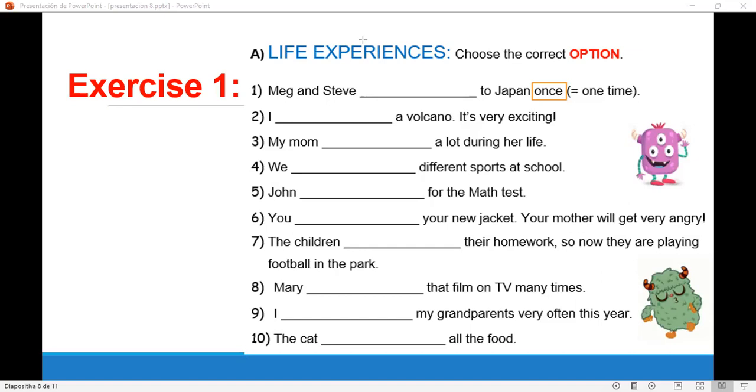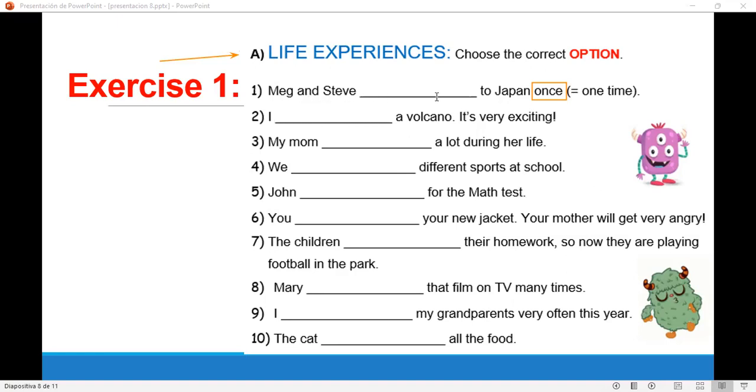So look at here what it says. It says that we are talking about life experience. Okay, so usted me tiene que decir el verbo que considere que sea el necesario para usarlo en estas oraciones, okay? Because here we don't have verbs, we don't have any clue, just the sentences. Tenemos que ver qué verbo es el correcto para colocarlo aquí, okay?